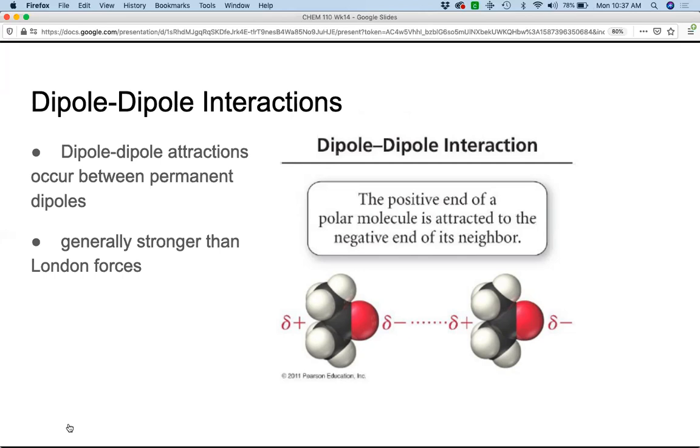So take a moment and draw 2 water molecules. And in this case, I want you to think about where your partial negative charge is and where your partial positive charge is.